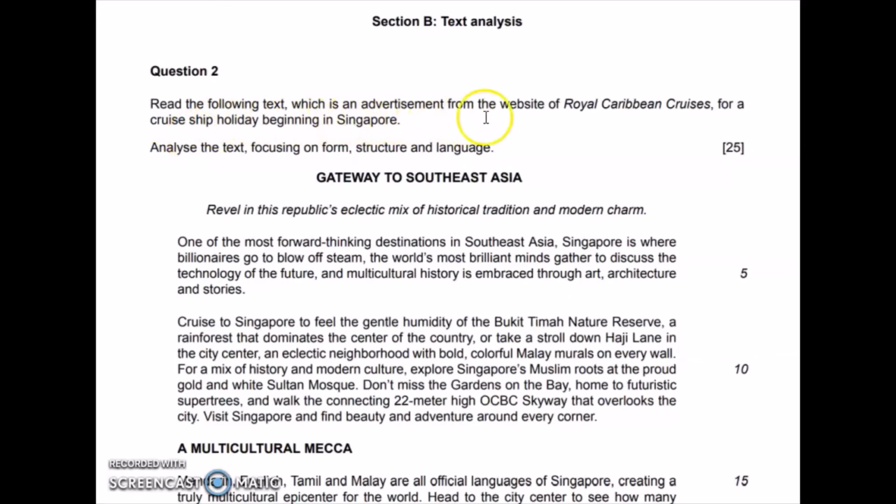The question says it's an advertisement from the website of Royal Caribbean Cruises for a cruise ship holiday beginning in Singapore. First, when you are supposed to write an advertisement, you look at what is being promoted or advertised here. So is it an idea, is it a thing, or a product, or a way of life? So what is being promoted here? Basically, they're promoting a cruise ship holiday. And which cruise? That is a Singaporean cruise ship vacation. So you have vacations on a cruise.